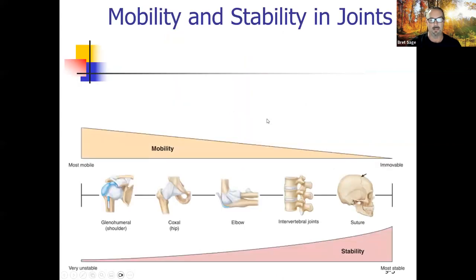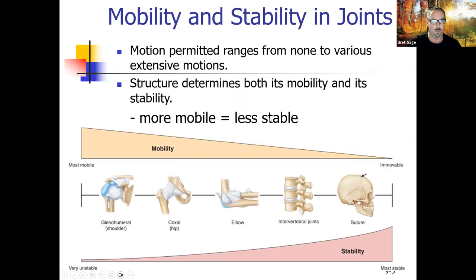Okay, what does mobility and stability have to do with joints? Well, the motion permitted in a joint ranges from none to various extensive motions. The structure of a joint determines both its mobility and its stability. So if a joint is more mobile, it's less stable. And if it's more stable, it's less mobile.